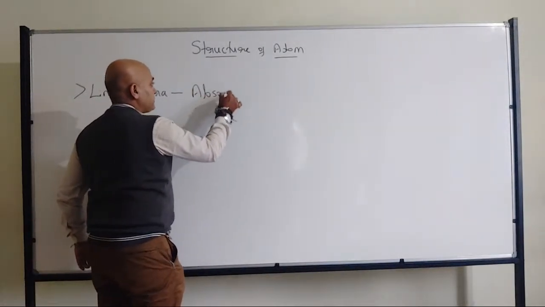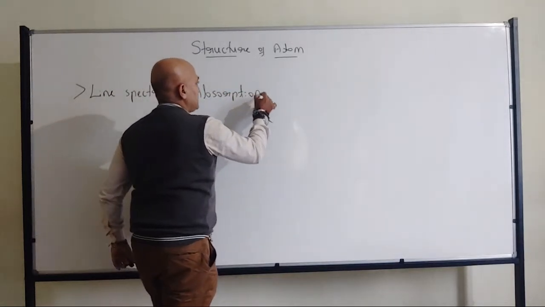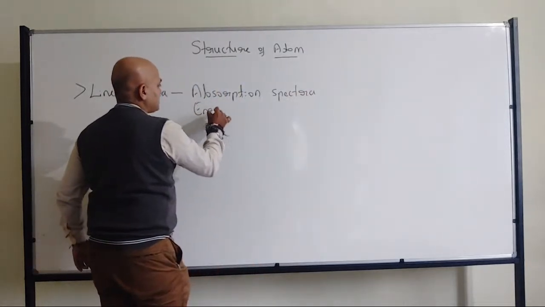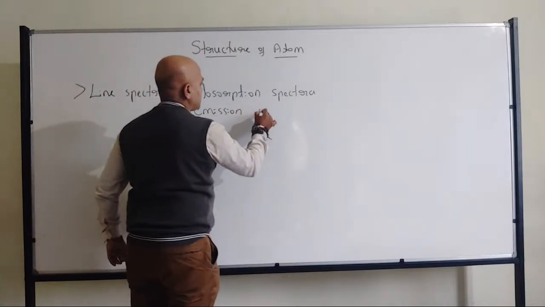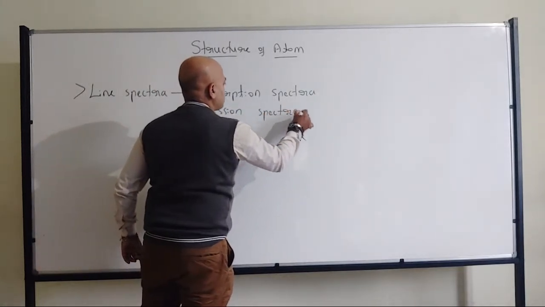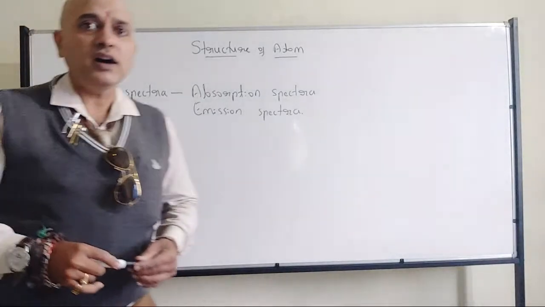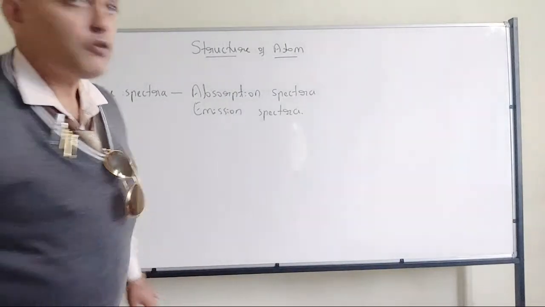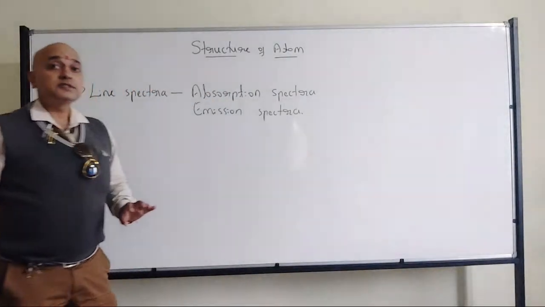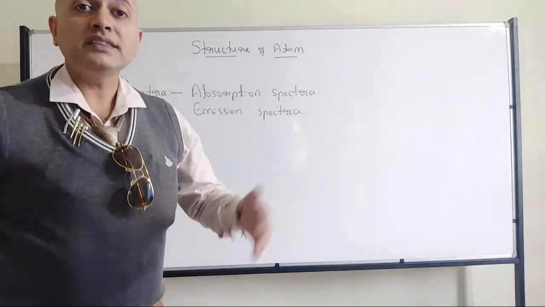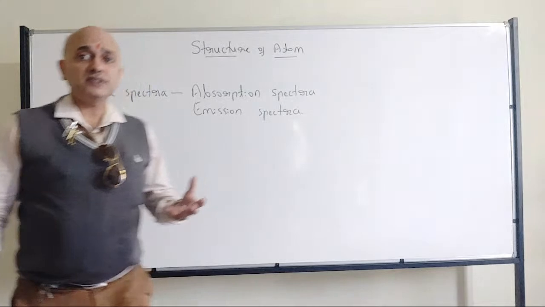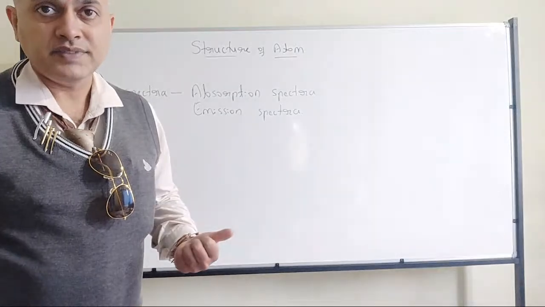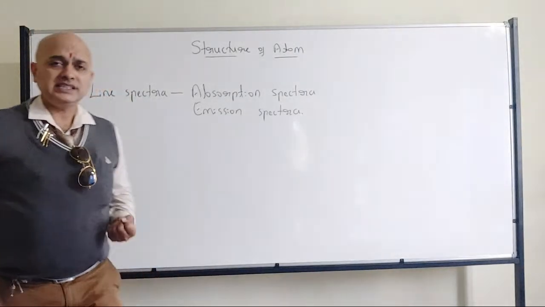Absorption spectra and emission spectra, right? So that's what we have, absorption spectra and emission spectra. So these are the examples for line spectra. Yes, very good. That's where we have studied. So what do you mean by absorption spectra? Absorption spectra means these are the radiations or wavelengths of radiations which has been absorbed by the molecules. Right? They are called as absorption spectra.